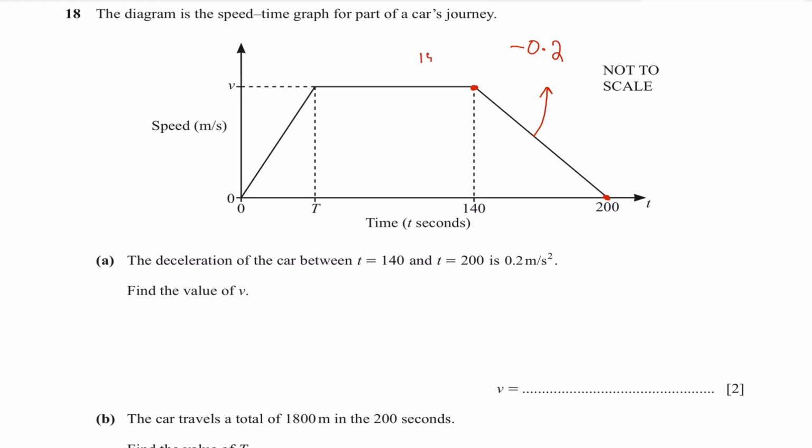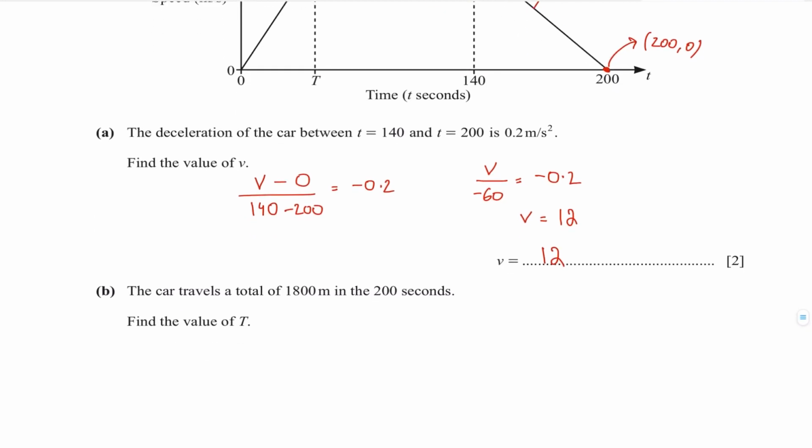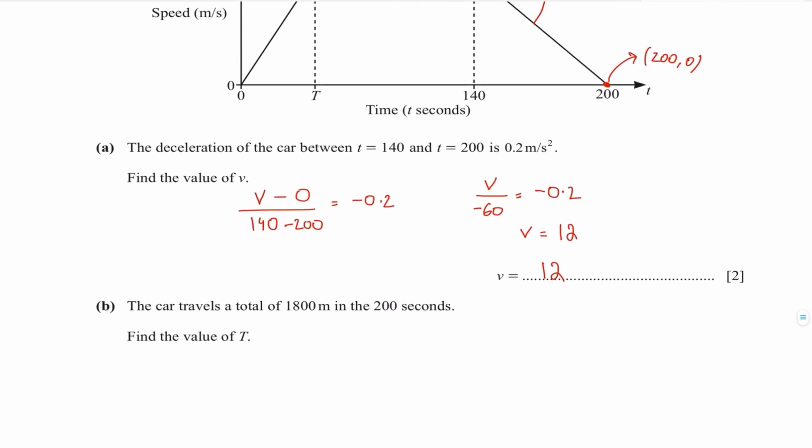So this point is going to be (140, v), and this point is going to have coordinates (200, 0). So the gradient of this line is going to be minus 0.2. So let's see, y2 minus y1, so v minus 0 upon x2 minus x1, which is 140 minus 200, is going to be equal to minus 0.2. So this is going to become v upon minus 60 equals minus 0.2. 60 times 0.2 is going to be 12. So the answer is positive 12. So let's just write this here, 12 meters per second.